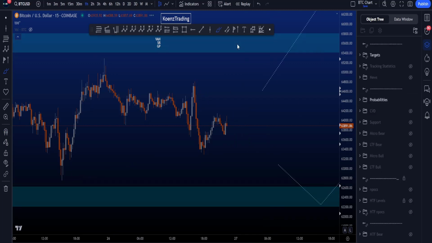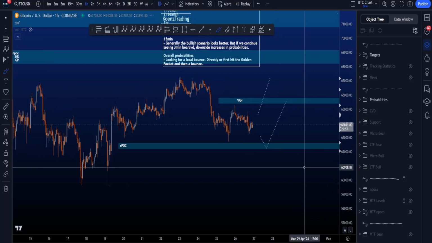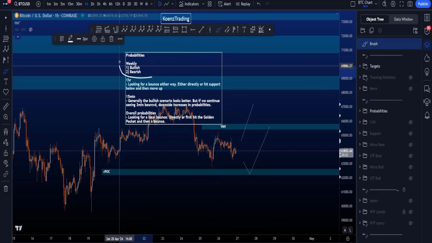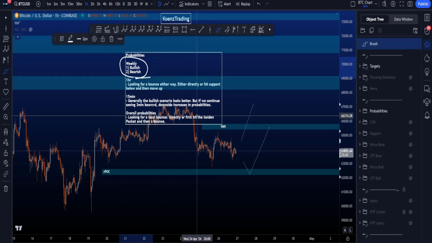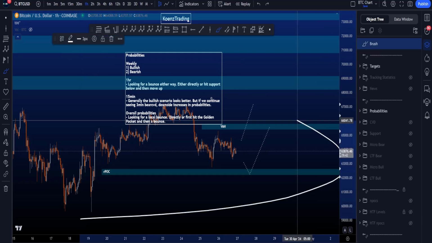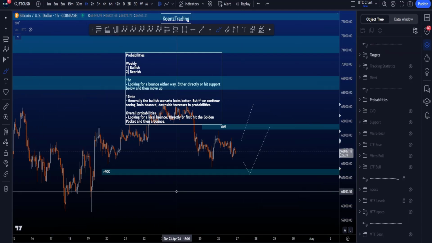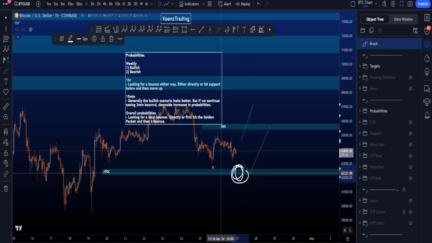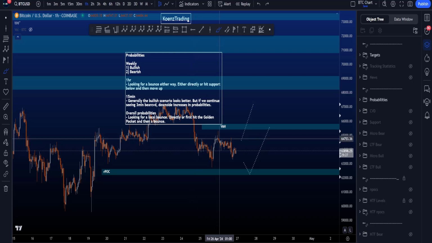If we then look at the probabilities of the different scenarios, then on the weekly time frame, the probabilities not covered in this particular video are higher for the bullish scenarios, where we see a continuation of the trend, compared to the bearish scenarios. On the 1-hour time frame, which is the time frame where we are on right now, we are looking for a bounce either way, either directly to the upside or moving to the downside and then to the upside to touch that golden pocket, which is oh so common, as it is so uncommon to actually leave it hanging, right? So either directly or hit support and then move towards the upside.